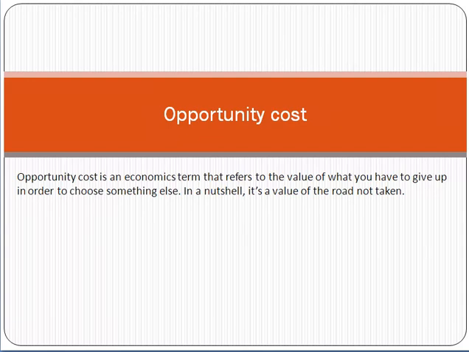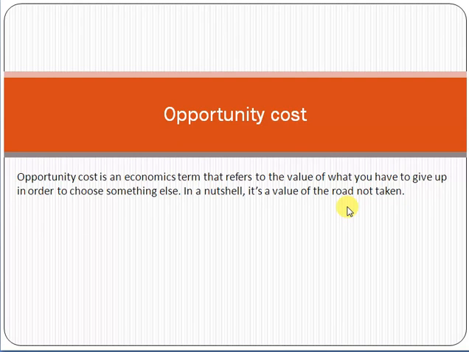Are you getting my point? Let me give you the same example again. If you have two projects, project A is $10,000 and project B is $15,000, and you select project B of $15,000, the opportunity cost will be $10,000 because you have not chosen it. You have dropped that project, so the opportunity cost in that case is $10,000. In a nutshell, it is the value of the road you have not taken. Simply remember this term in that way.